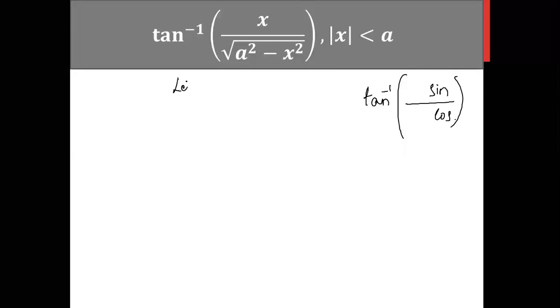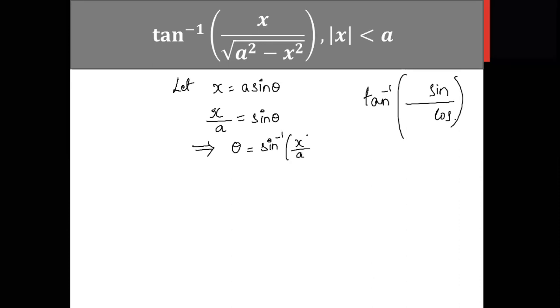Okay. I'll put let x is equal to a sin theta, which means a is multiplied here. So when you take it to the other side, it becomes division. So x by a is equal to sin theta, or what is theta then? Theta is equal to sin inverse x by a.